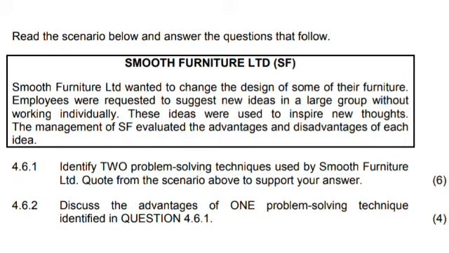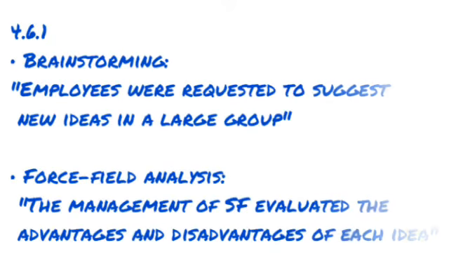So the problem solving techniques that we are going to identify there is, they talked about employees suggesting new ideas, as well as management evaluating the advantages and disadvantages of each idea. So the first technique is brainstorming, because they're saying employees were requested to suggest new ideas in a large group. So remember, brainstorming is about where people just suggest alternative solutions to a problem. They don't have to pick, they don't have to make a decision, they're just brainstorming. So that line that says employees were requested to suggest, we can call that brainstorming. So anything that has to do with a suggestion box, think brainstorming.